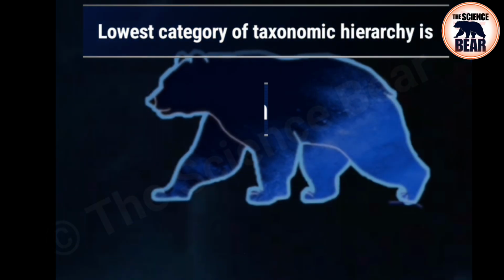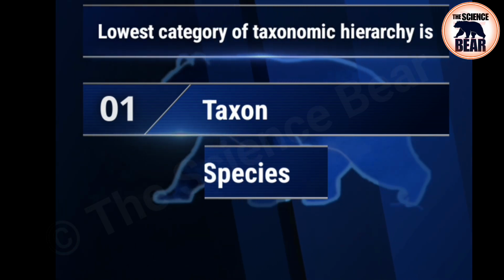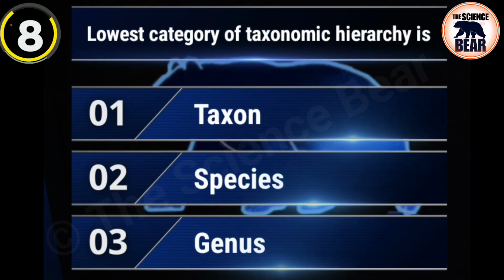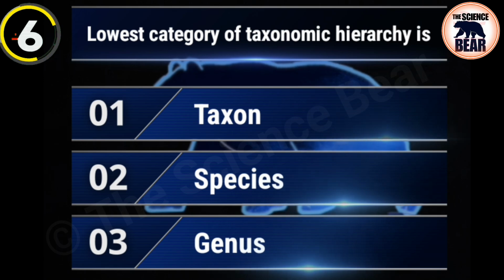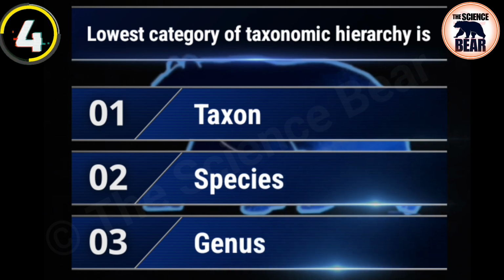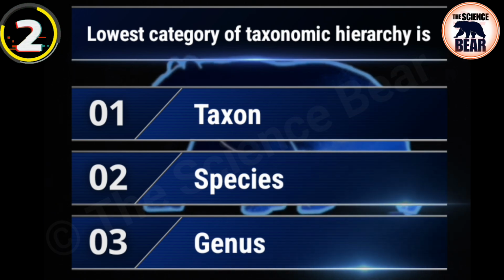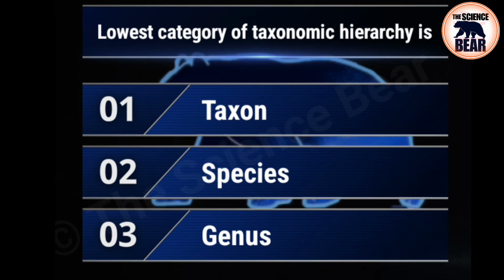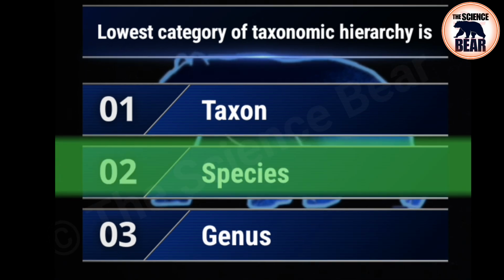The lowest category of the taxonomic hierarchy is taxon, species, or genus? And the correct answer is species.